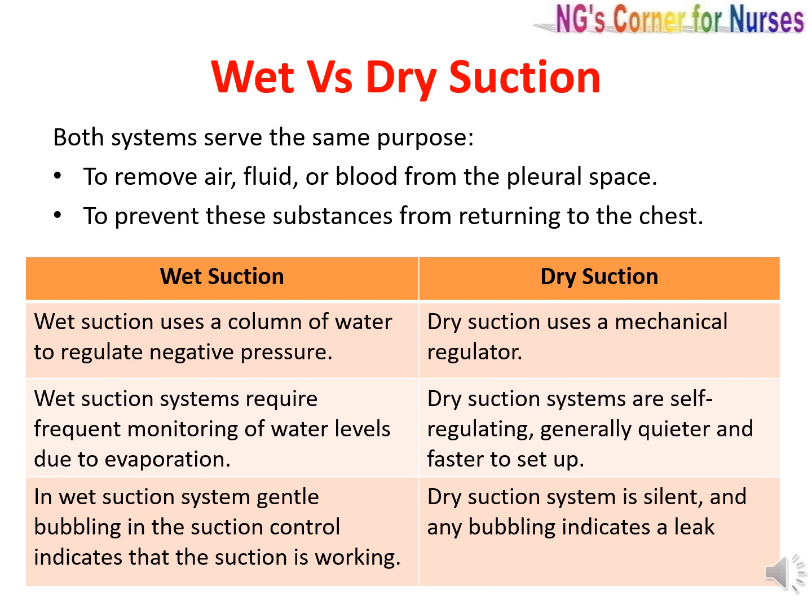Wet suction uses a column of water to regulate negative pressure, whereas the dry suction uses a mechanical regulator. The wet suction systems require frequent monitoring of water levels due to evaporation, but the dry suction systems are self-regulating and generally quieter and faster to set up. In wet suction system, gentle bubbling in the suction control indicates that the suction is working, and the dry suction system is silent and any bubbling indicates a leak.